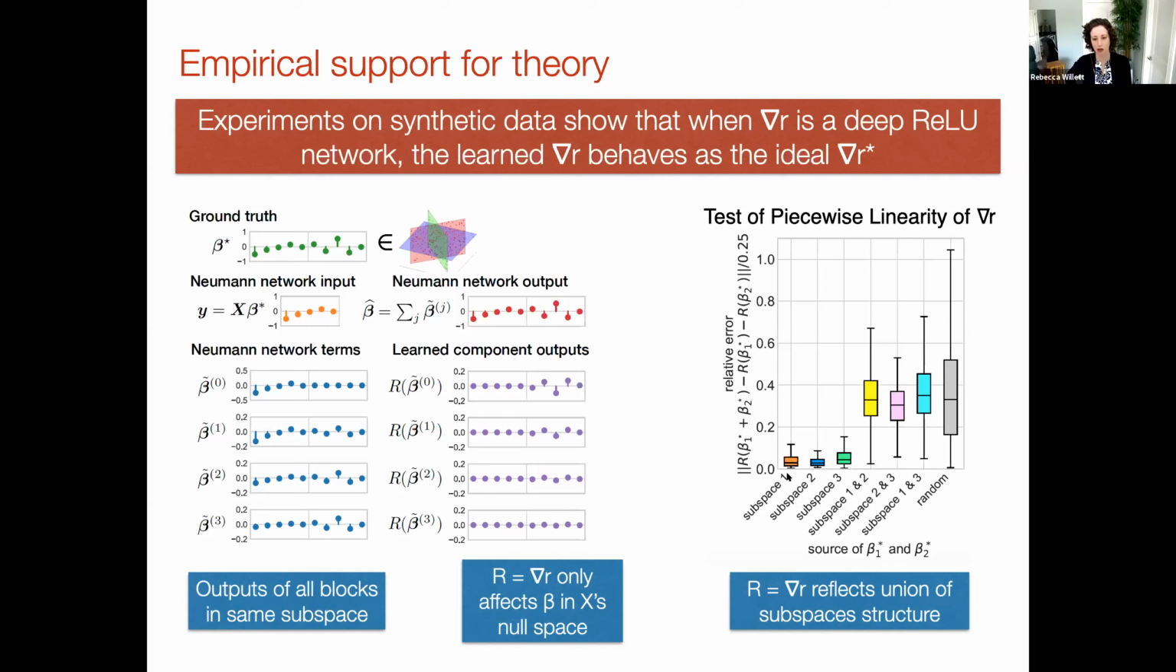So in other words, if I were to feed in two different betas from the same subspace, then the gradient of the regularizer acts like a linear operator. But if I were to feed in two different betas from two different subspaces, then this learned regularizer gradient no longer behaves like a linear operator. Okay, so that's some pretty nice and I think exciting theoretical justification for this Neumann network approach.